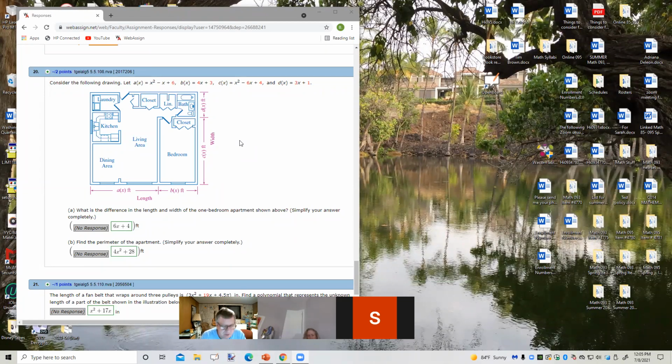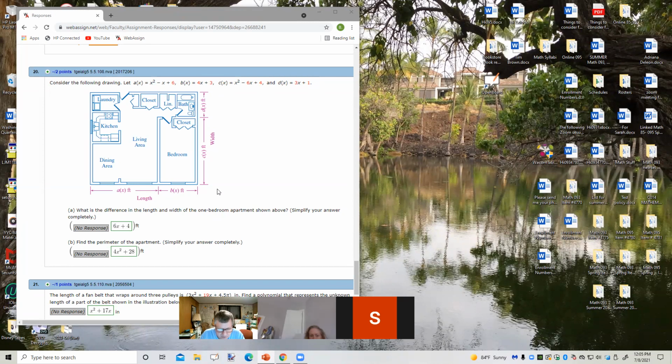Yes. Okay, so let's take a look at number 20. It says, consider the following drawing. So we've got this drawing of a house or some kind of building. It says, let a of x equal x squared minus x plus 6, b of x equal 4x plus 3, c of x equals x squared minus 6x plus 4, and d of x equals 3x plus 1. So what we're going to do is substitute. Can you see my cursor up there? Yes, I can see it. Okay, we're going to substitute all of that for these values down here. It says, what is the difference in the length and width of the one-bedroom apartment shown above?